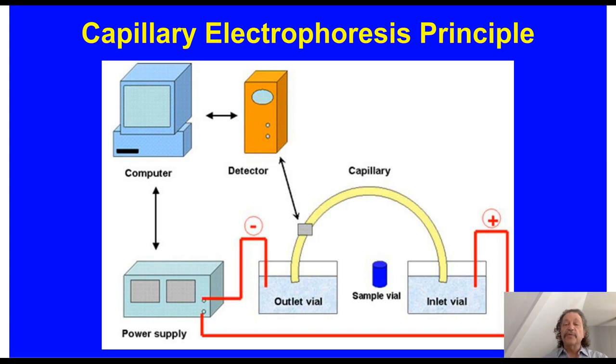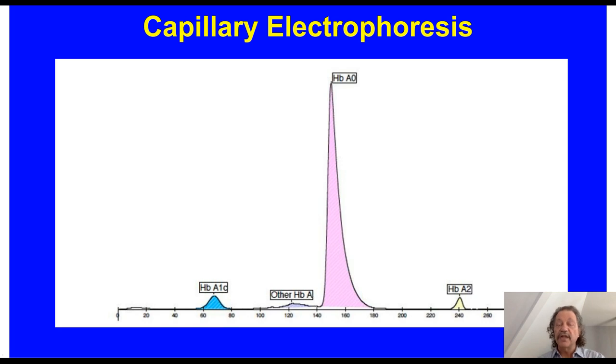So this is the principle of capillary electrophoresis. You have a very narrow capillary that is connected to a positive and negative charge. You have a very high power supply, and the hemoglobin A1c separates from hemoglobin A, and this is seen by a detector. And I'm going to show you examples of a tracing. So this would be a capillary electrophoresis. This is what you would see if you ran one.